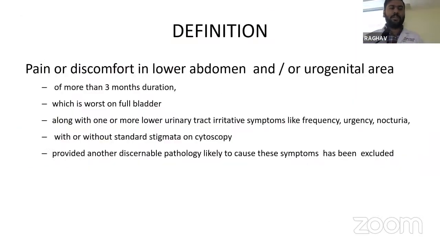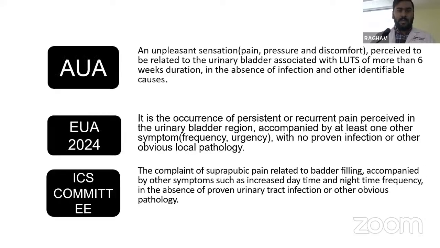Coming first to the definition, which many committees have given, the most favored definition is the one given by Gibbs, which is pain or discomfort in the lower abdomen and or urogenital area of more than 3 months duration, which is the worst on full bladder, along with one or more lower urinary tract irritative symptoms like frequency, urgency, nocturia, which may be with or without standard pattern cystoscopy, provided other discernible pathology likely to cause these symptoms has been excluded.